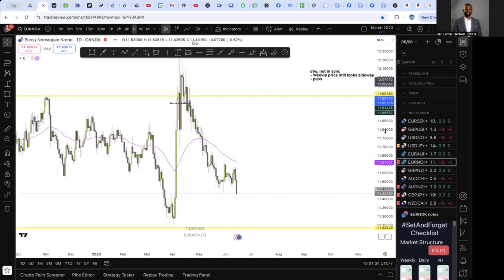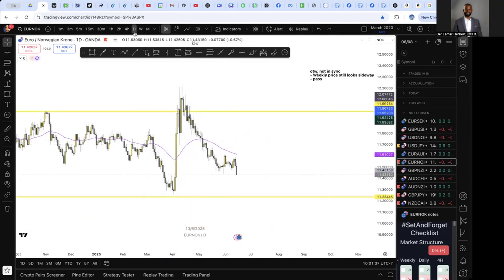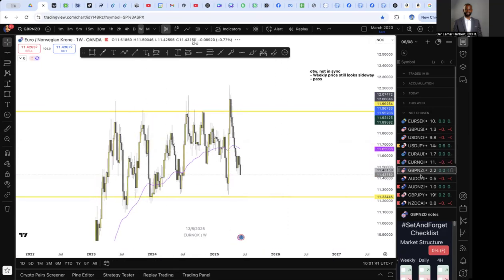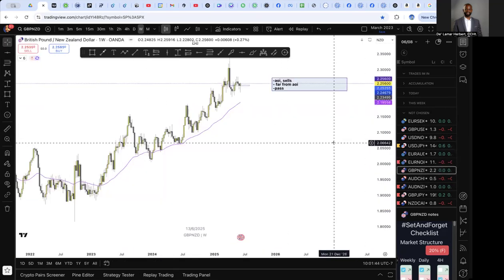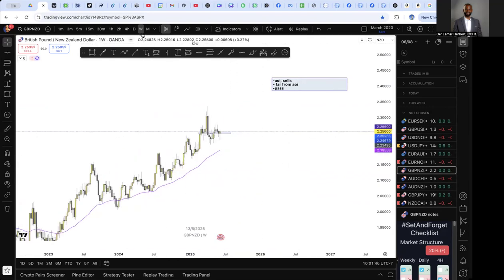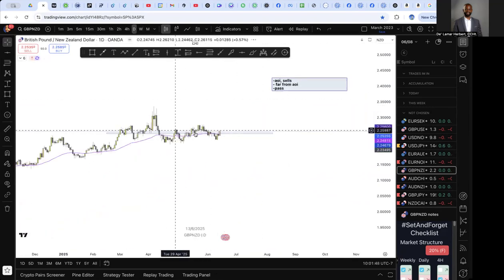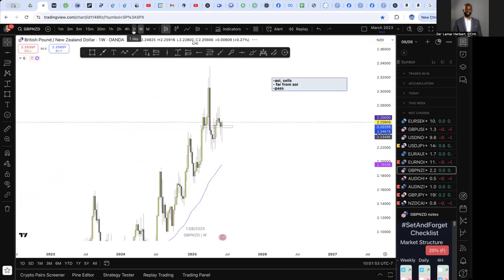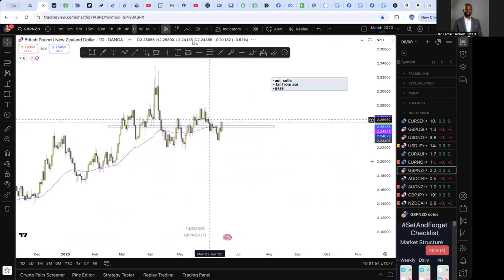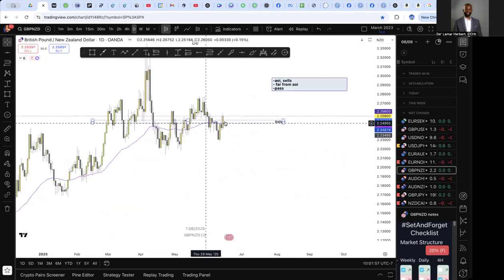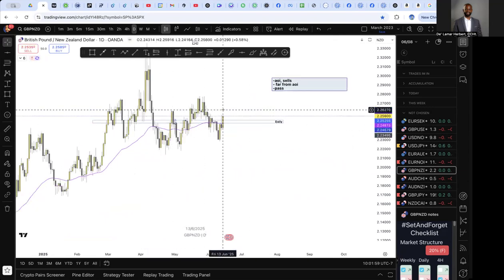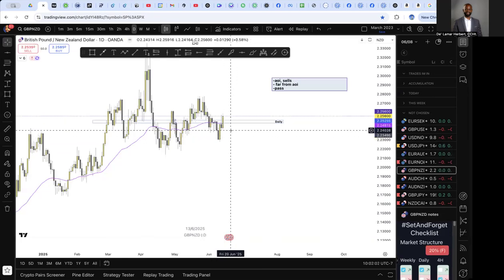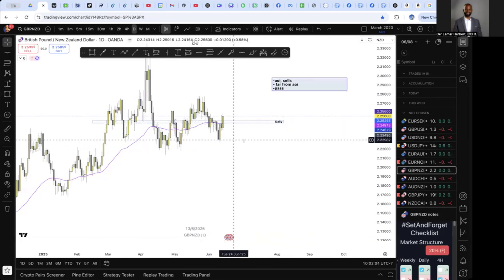Euro NOK, price still looks pretty sideways on the weekly. GBP NZD, far from AOI. As you can see, we don't have a clear AOI unless it's the daily right here. But we'll be looking for sales, right? We have a lot of sideways daily movement, and we're not even in sync to take sales. So it's no clear trade there.